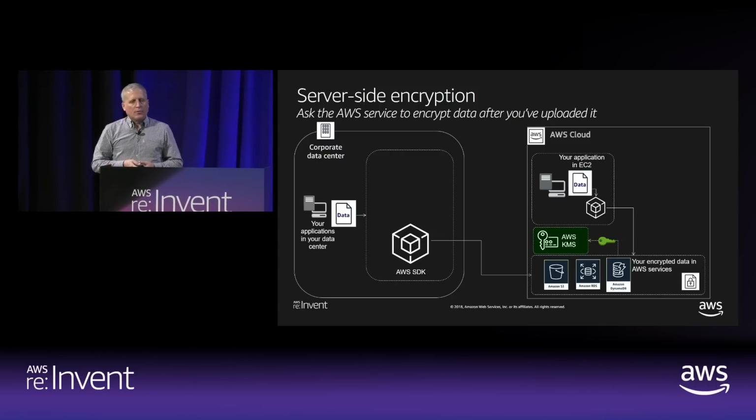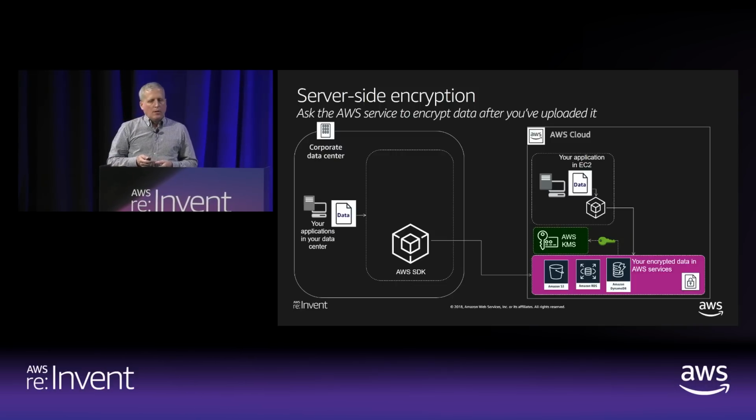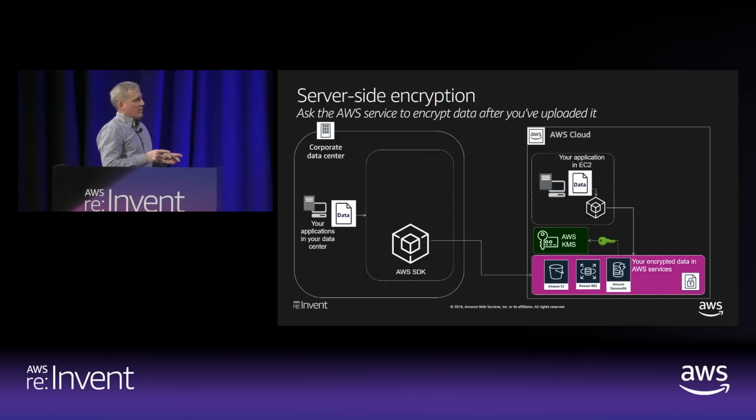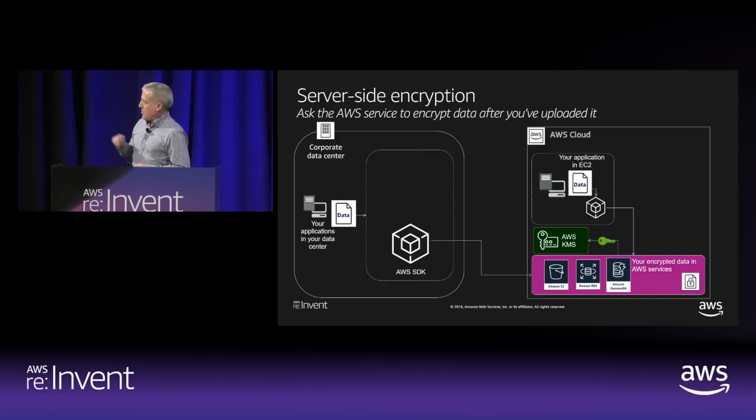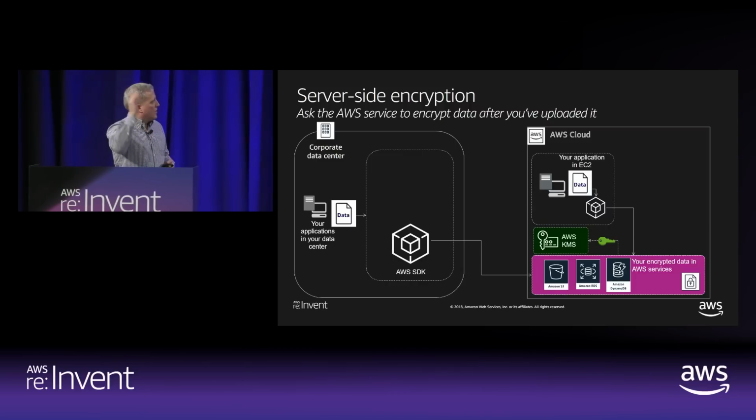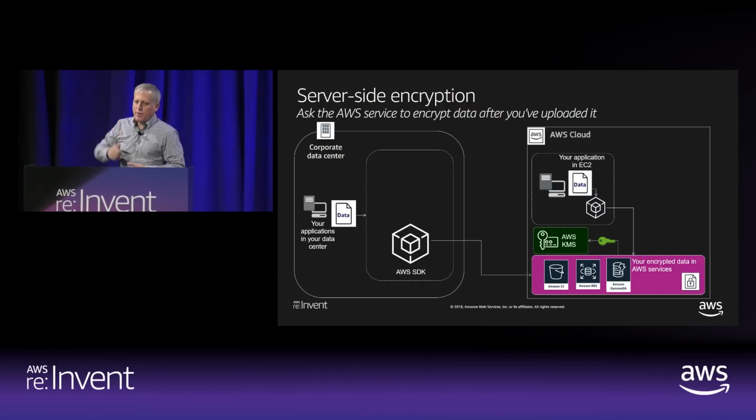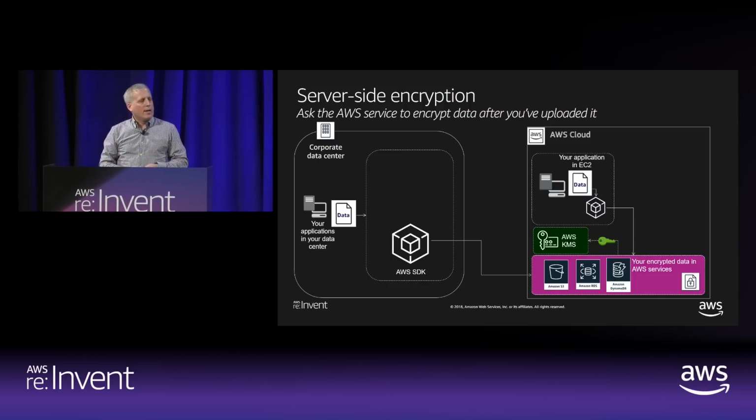Server-side encryption, a little simpler, right? Your data starts at wherever. You call the correct AWS SDK to say, I want to put data in here, I want to write data, I want to, if it's Dynamo, you're going to do read-write, different verbs and nouns used for different services. But you're asking the AWS service to encrypt on your behalf.